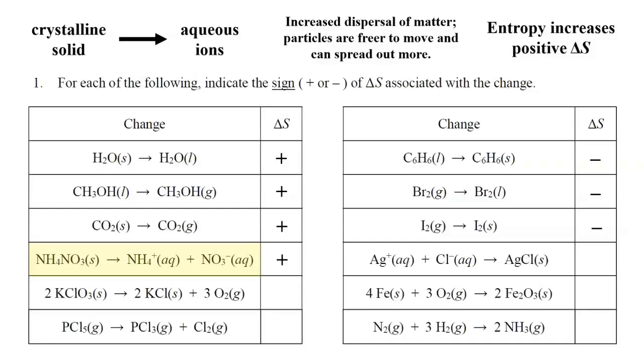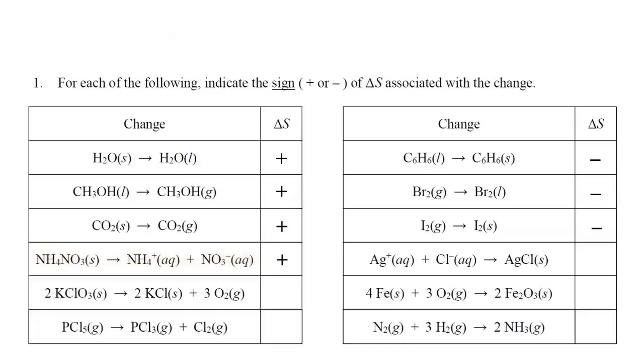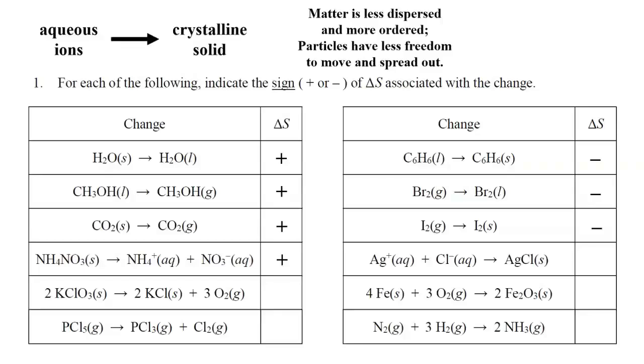What happens if we go in the opposite direction? So suppose we start with aqueous ions and a precipitate is formed, leading to a crystalline solid. Now, we would predict that matter is less dispersed and more ordered, that the particles have less freedom to move and spread out, therefore the entropy of the system should decrease, leading to a negative delta S. So when aqueous ions of silver and chloride come together to form a solid silver chloride precipitate, we would predict that the change in entropy would be negative.